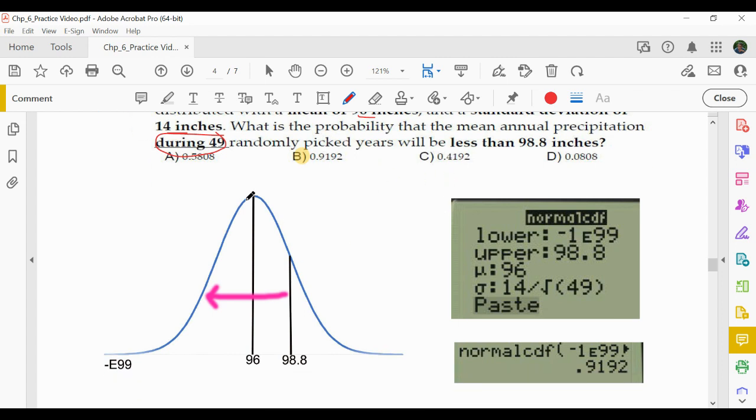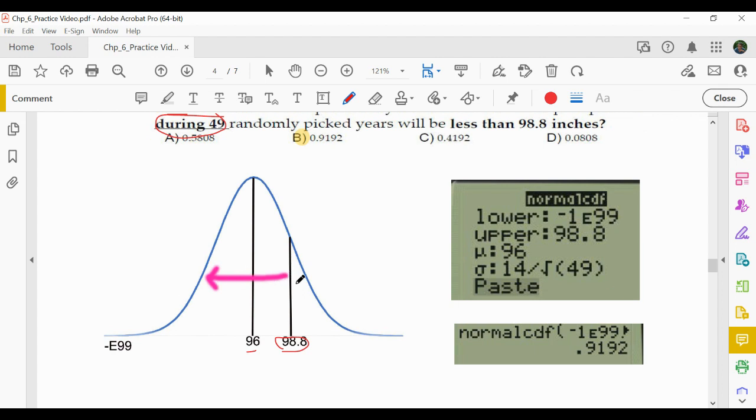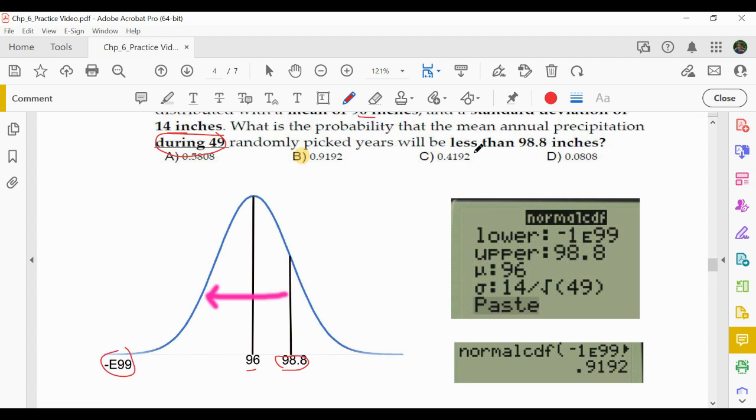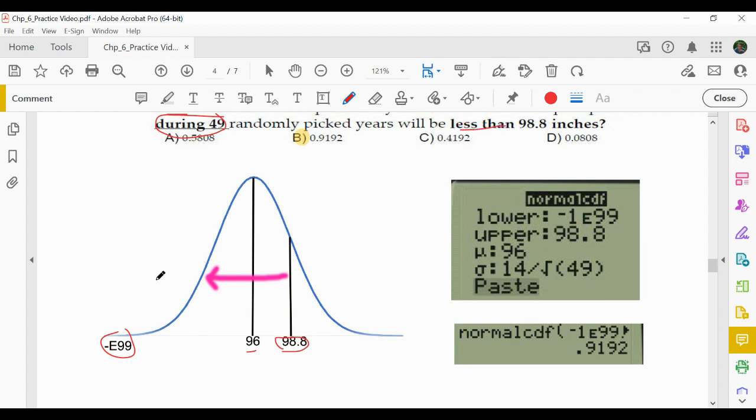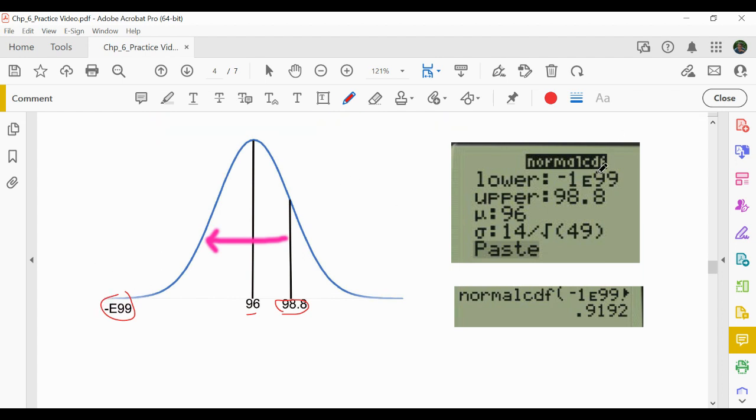Well, if my mean is 96, that's right here in the middle. 98 is to the left of that. All right, so I know the area from here to there is going to be bigger than 0.500. It's more than half the curve. So, this is my lower limit. I'm going from this value less than, all right? It says less than. Less than means I'm going to my left. Here's my lower limit, negative E99. There's my upper limit. There's my mean of 96.